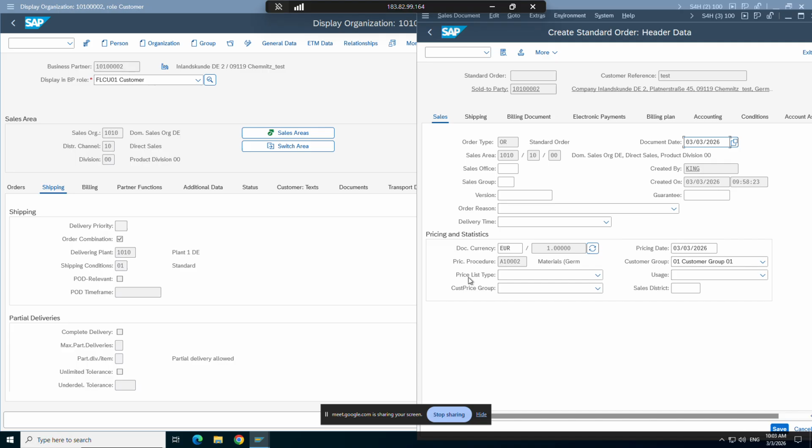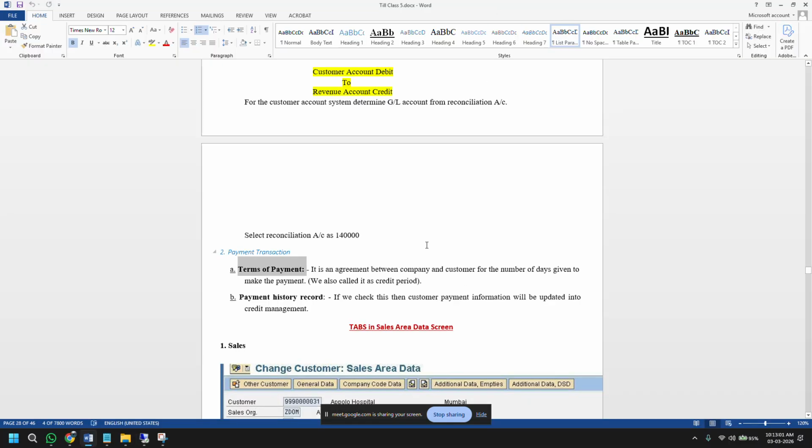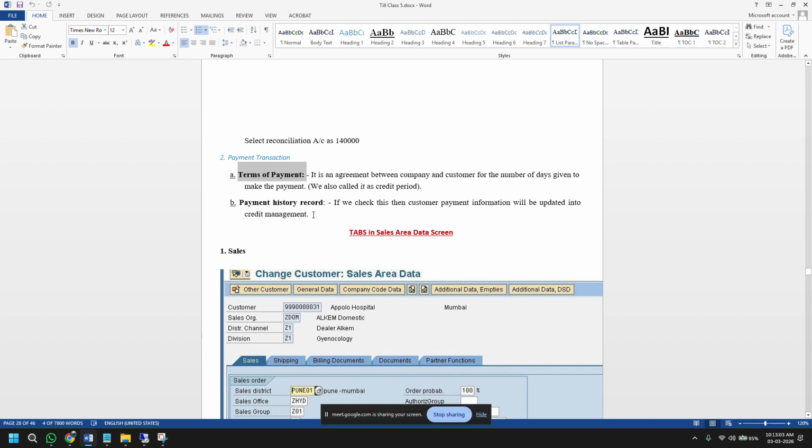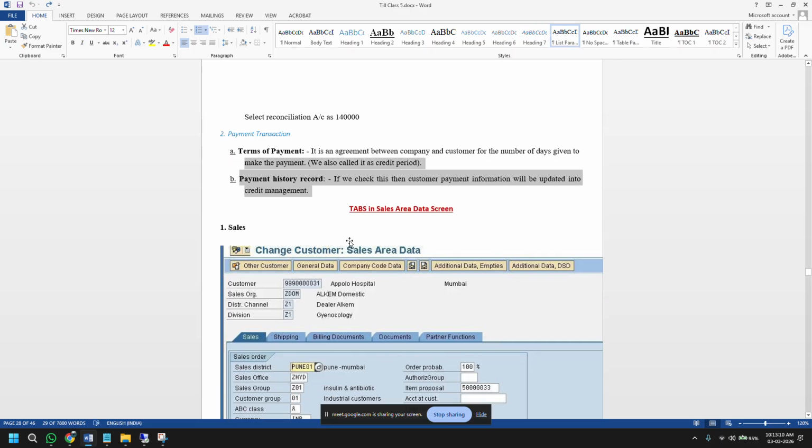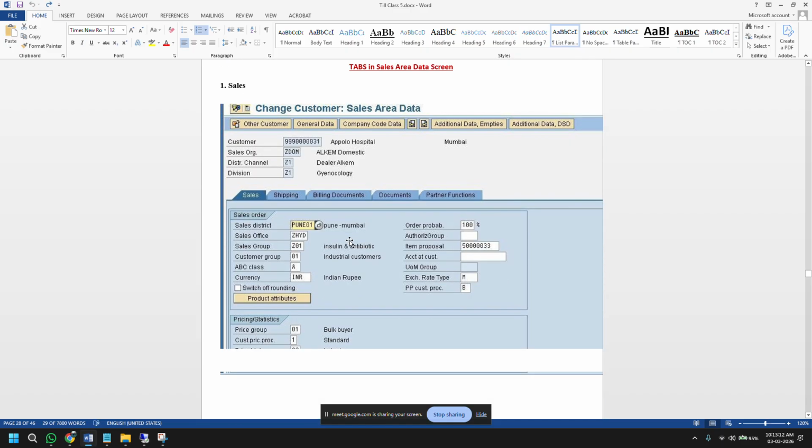Okay. Let's go to our document. This is all payment history record. You don't have to worry about all this. Payment term and reconciliation account, these two are important for us. You can read all these data once I share this document. Okay, now let's go to sales area data.